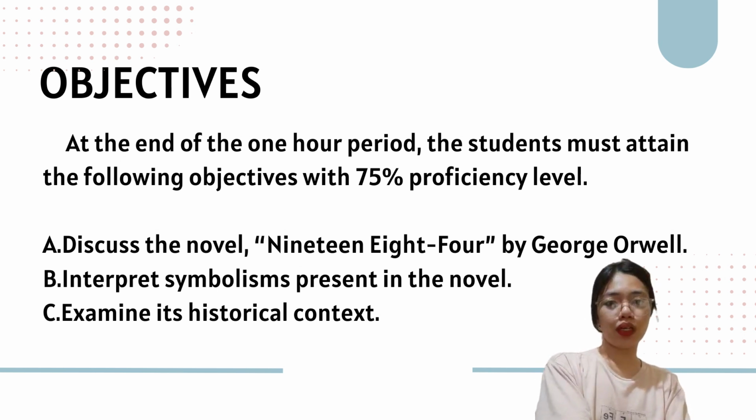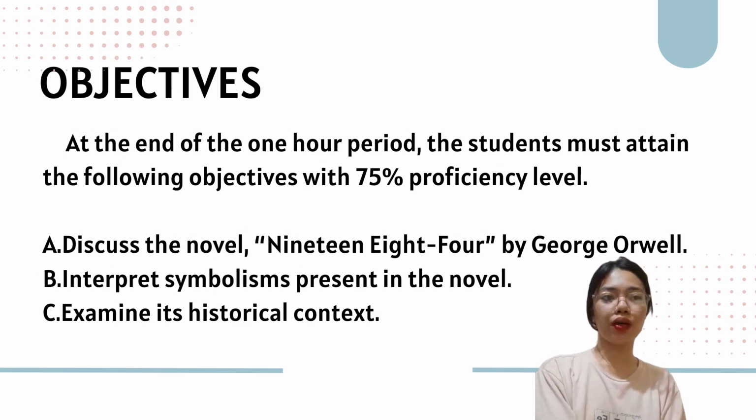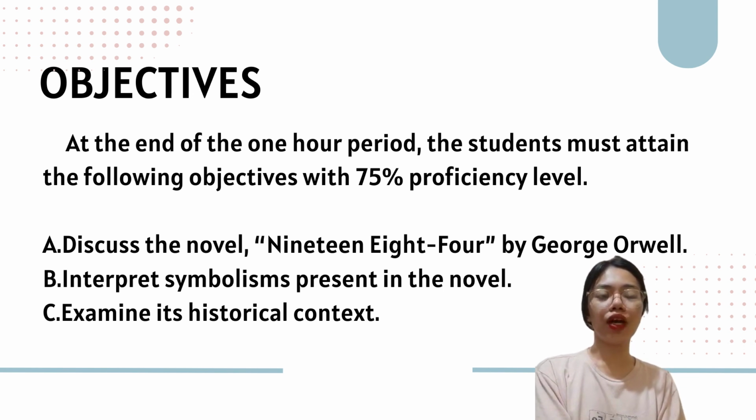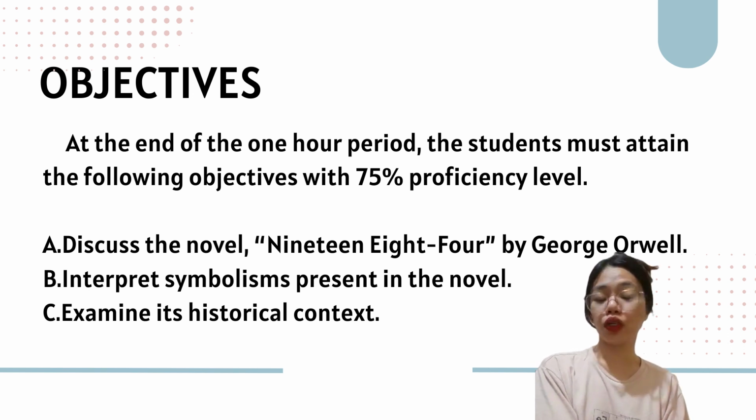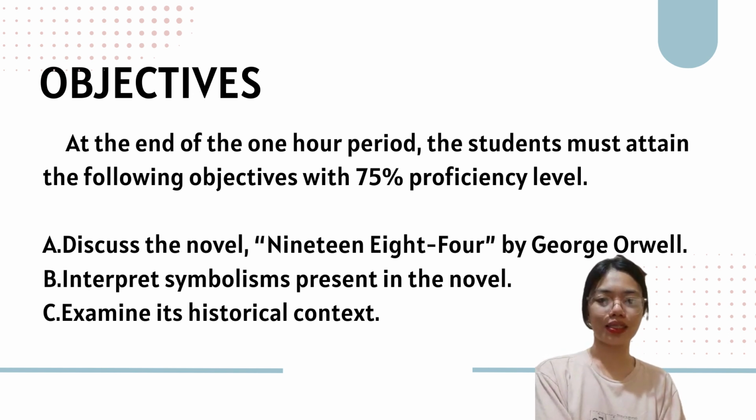Before we go deeper into our discussion, let me first present to you our objectives. At the end of the 1-hour period, the students must attain the following objectives with 75% proficiency level. A. Discuss the novel 1984 by George Orwell. B. Examine its historical context.